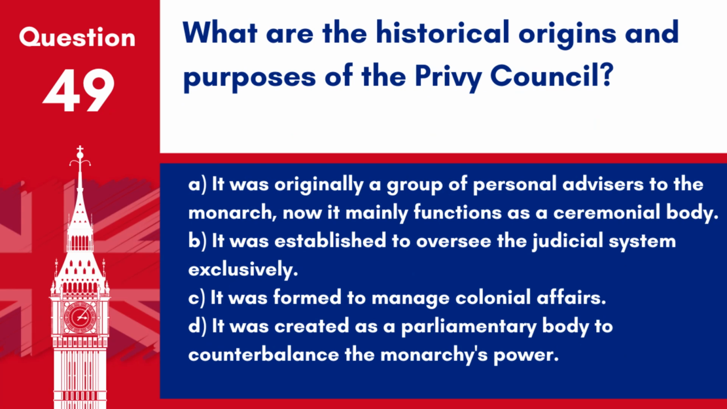Question 49. What are the historical origins and purposes of the Privy Council? A. It was originally a group of personal advisers to the monarch. Now it mainly functions as a ceremonial body. B. It was established to oversee the judicial system exclusively. C. It was formed to manage colonial affairs. D. It was created as a parliamentary body to counterbalance the monarchy's power.